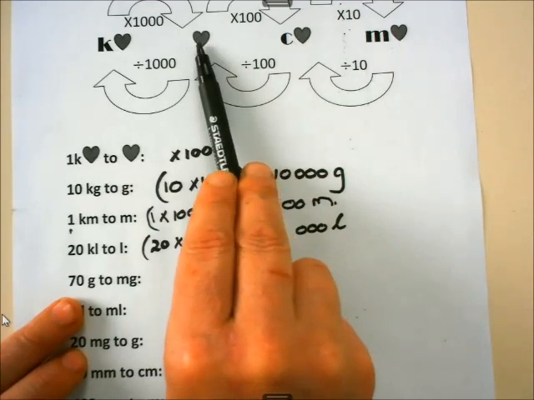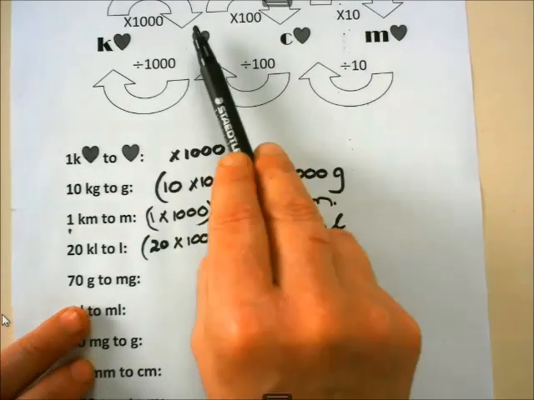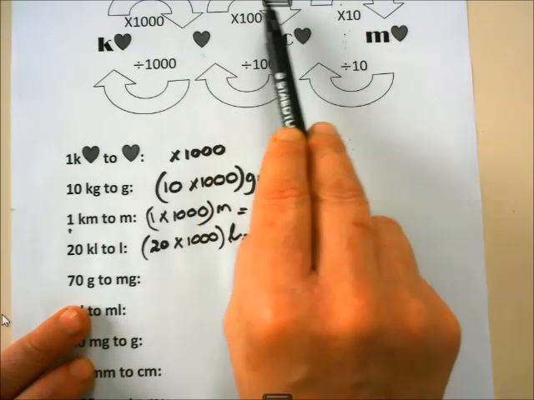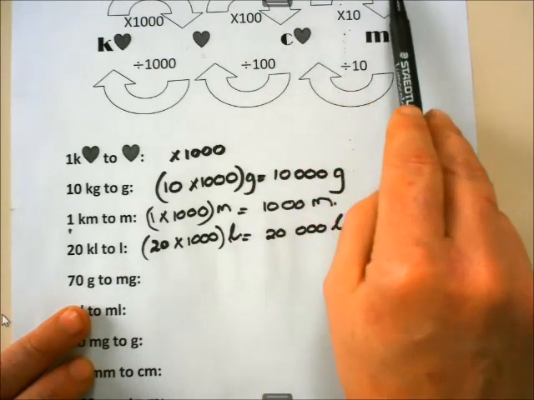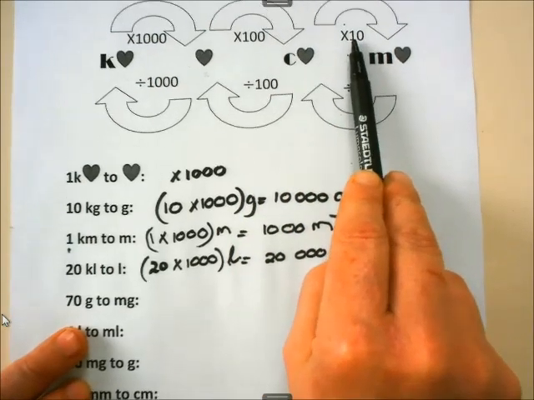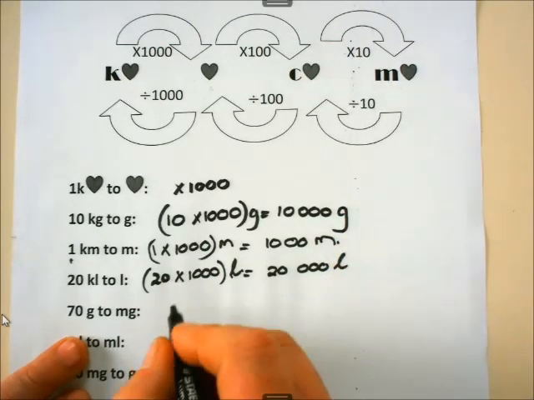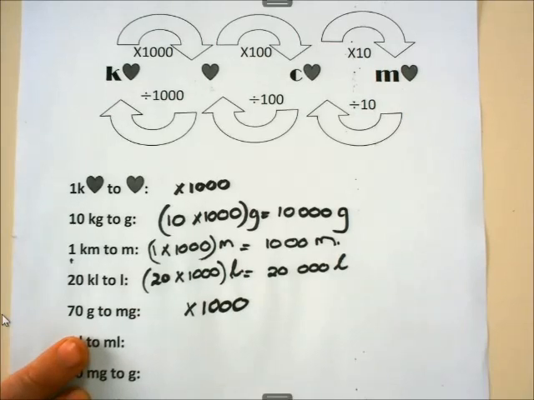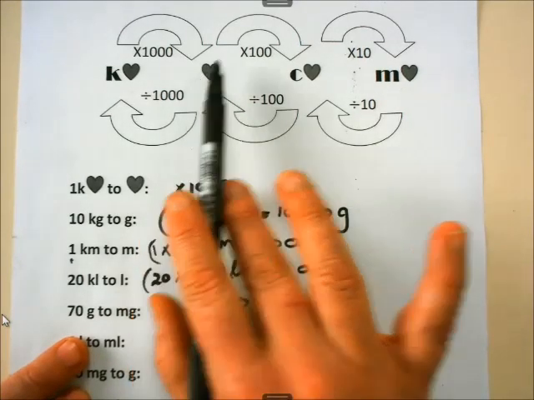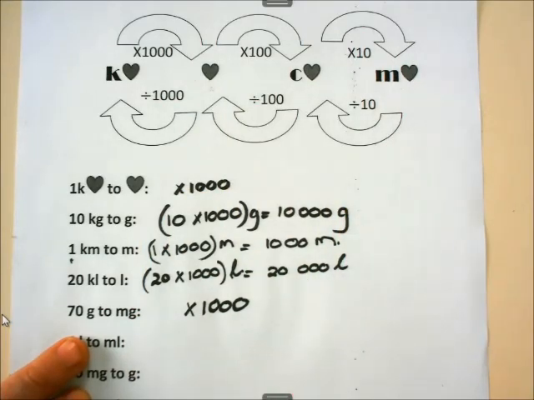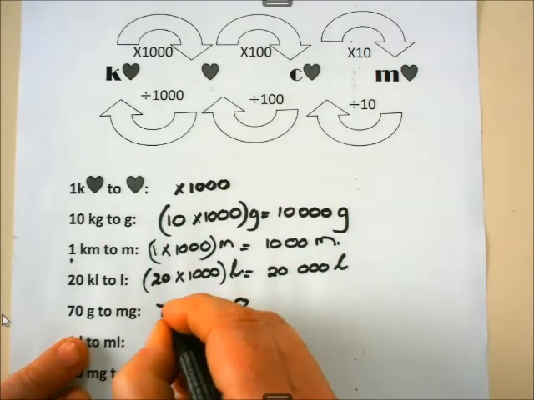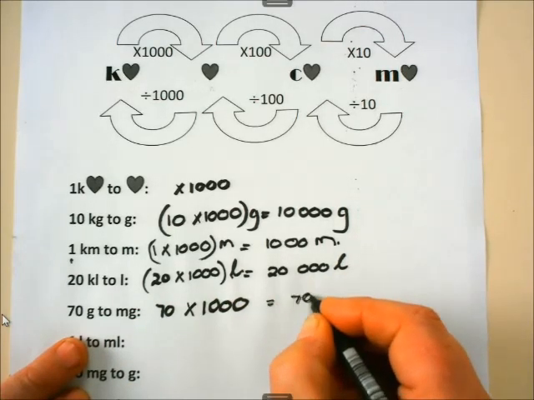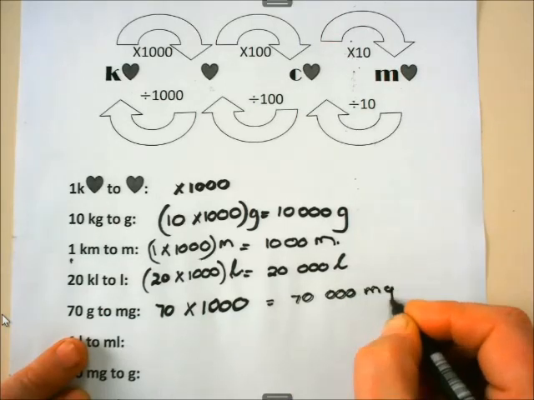Now I'm moving over 2 of these, if I can say so, spaces. If I move over the first space, you multiply by 100. And if you move over the second space, you multiply by another 10. So all in all, you end up multiplying with 100 and another 10. So when you move from the base unit to milli, you actually multiply by 1,000. So in the end of the day, 70 gram, I multiply it with 1,000, it will be 70,000 milligram.